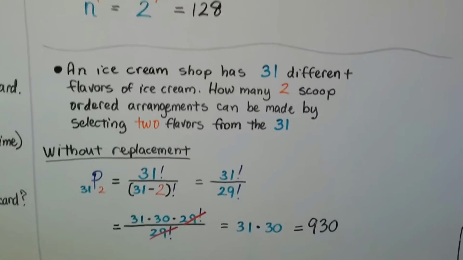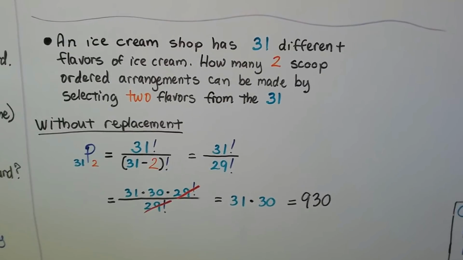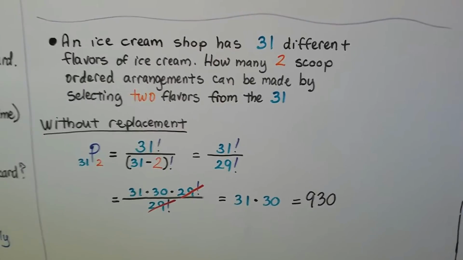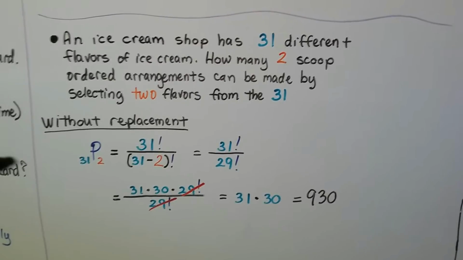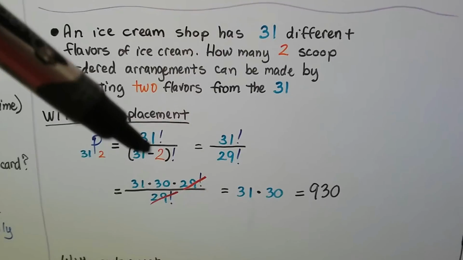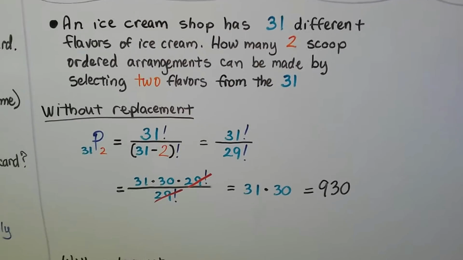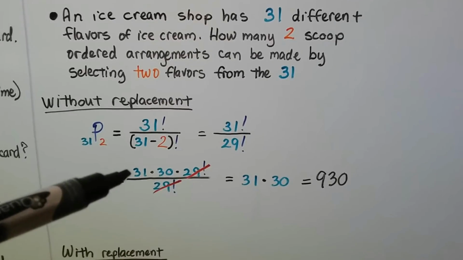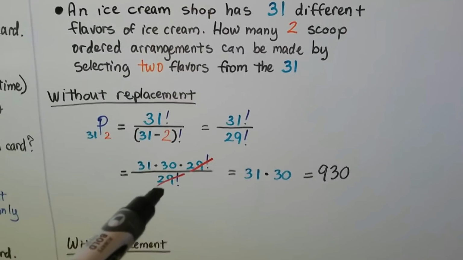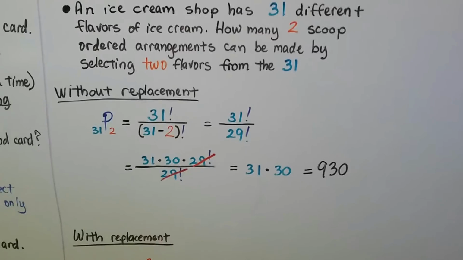An ice cream shop has 31 different flavors of ice cream. How many 2-scoop ordered arrangements can be made by selecting 2 flavors from the 31? If we do it without replacement, we've got 31P2, which is 31 factorial over 31 minus 2 factorial, which gives us 31 factorial over 29 factorial. We can rewrite the numerator with a factor of 29 factorial and then cancel the common factorials. That's going to leave us with 31 times 30, which is 930.